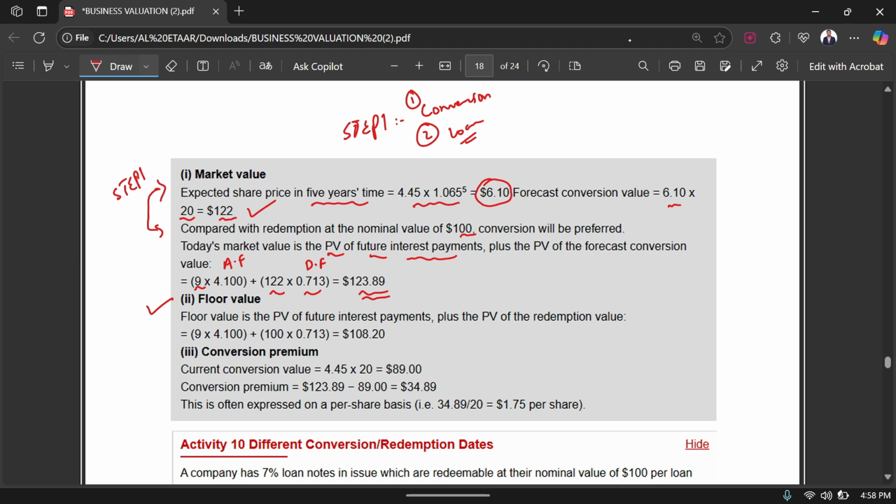Which one will he go for? You ignore that step. Rather, you just assume that he is going to go for the redemption. So if we go for the redemption, you can see the working is going to remain the same: 9 times the annuity factor plus.